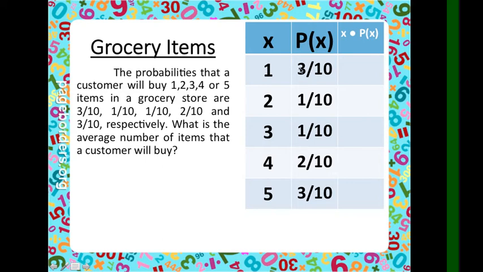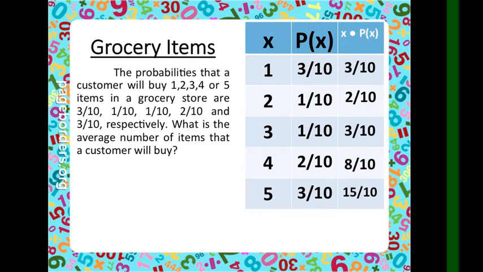So we have 1 times 3 over 10. The answer is 3 over 10. 2 times 1 over 10. The answer is 2 over 10. 3 times 1 over 10, 3 over 10, 4 times 2 over 10, 8 over 10, and finally 5 times 3 over 10 is 15 over 10.